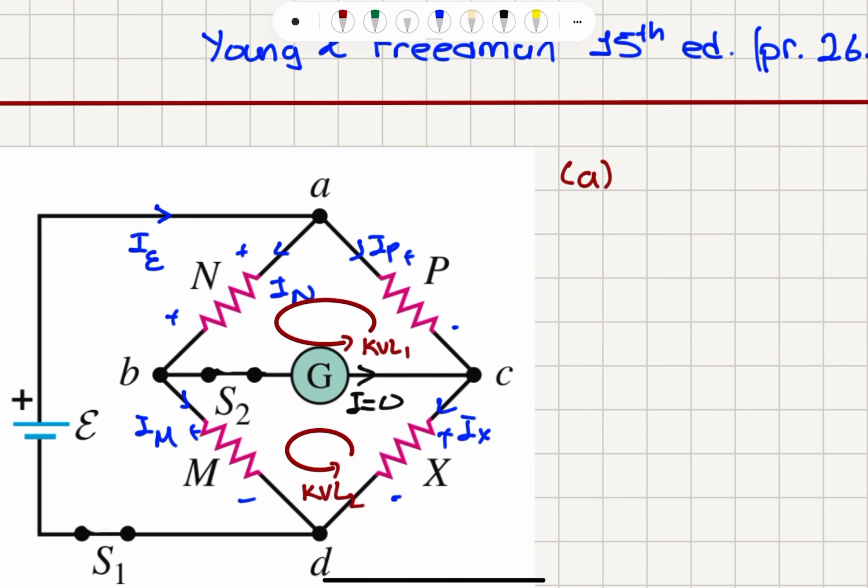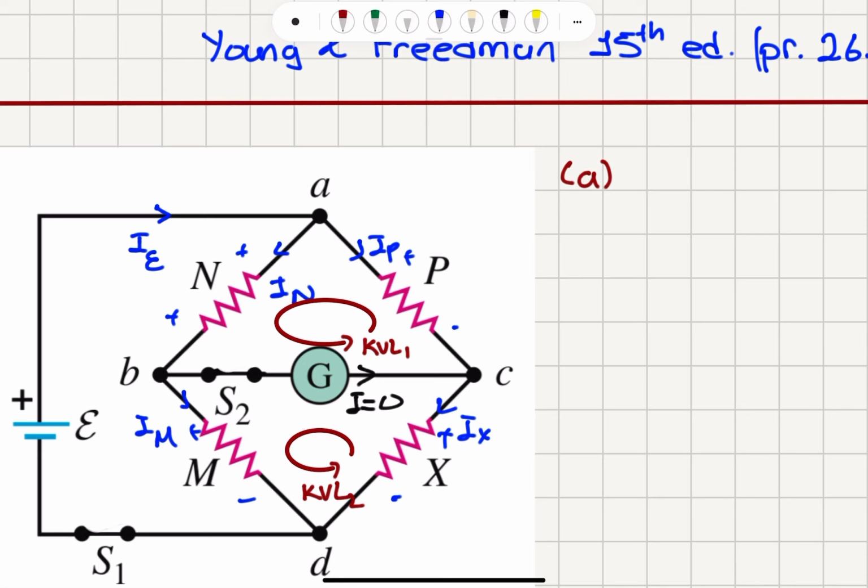I'm going to look at the currents that will flow in this circuit. I call the current that's coming from the voltage source I epsilon, the current going through the resistor N IN, the current going through the resistor P IP, the one going through X IX, and the one going through M IM, and they add up and give me I epsilon, which is going back to the voltage source.